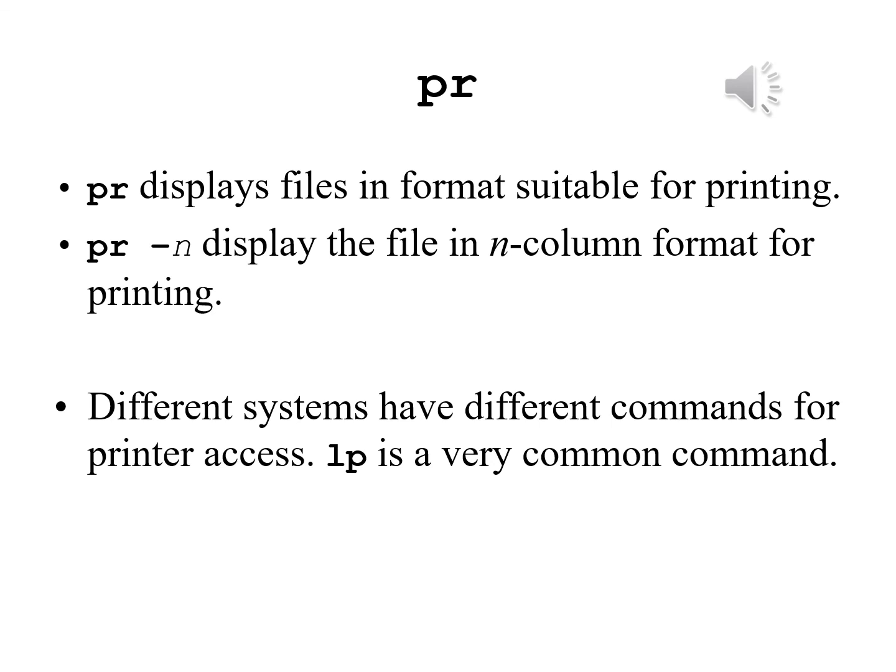pr stands for print, but that is not what it does. It displays the file in a format that is suitable for printing. This is because different Unix systems might use different commands for generating hard copy. lp would be one commonly used command. If I type pr, a space, dash, and then a number, I can have the file displayed in n columns, where n is the number that I typed after the command.